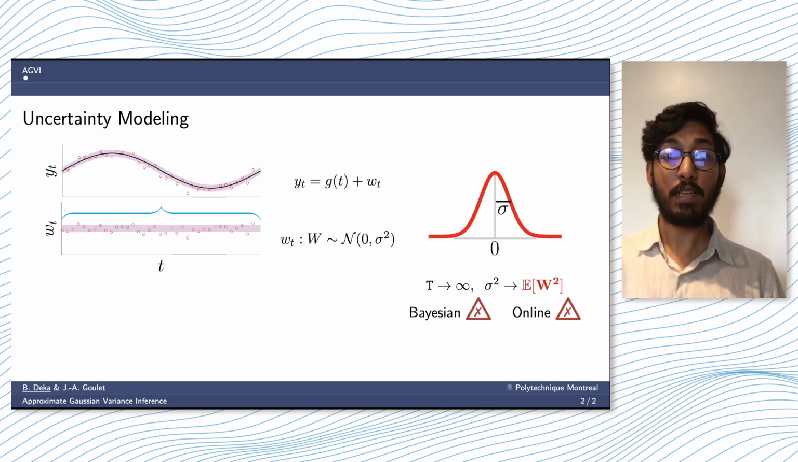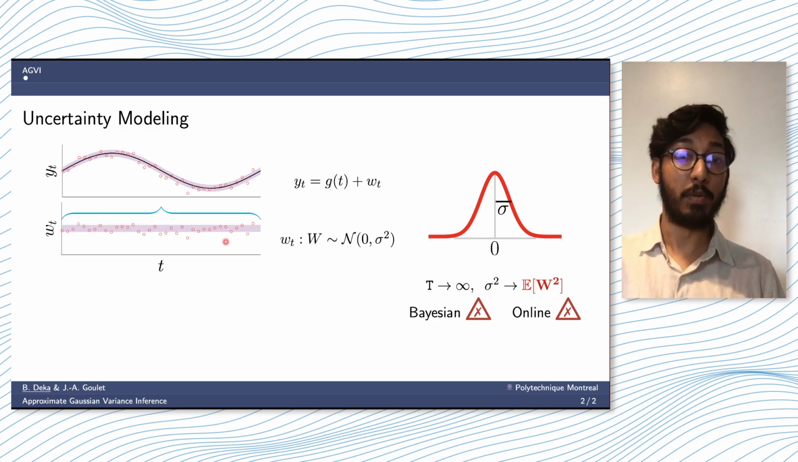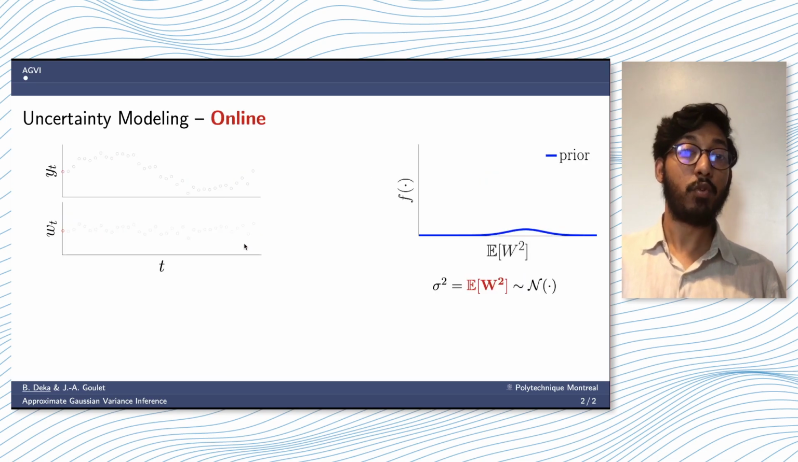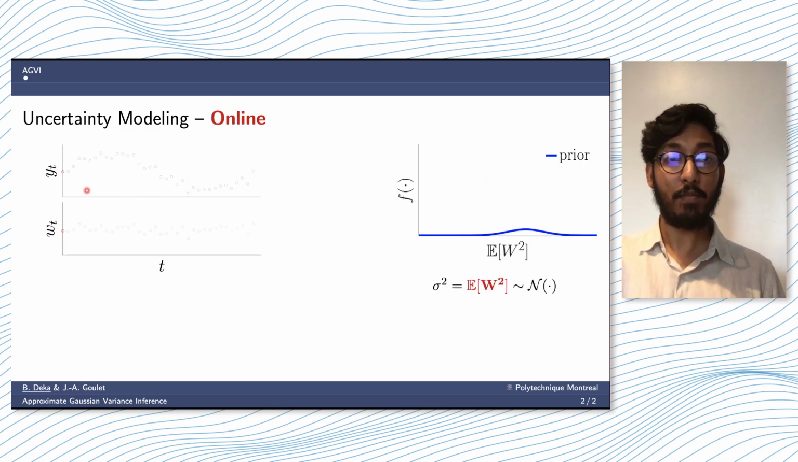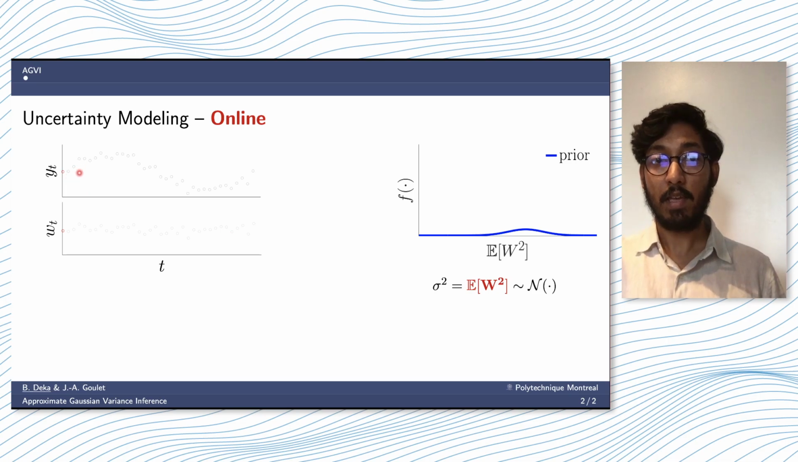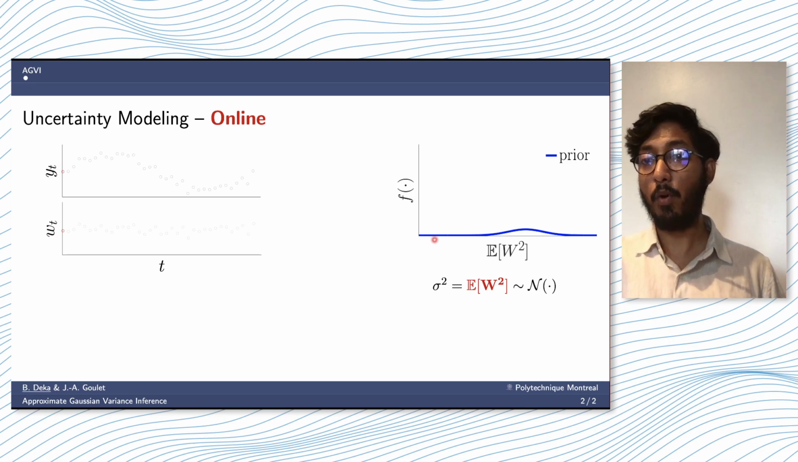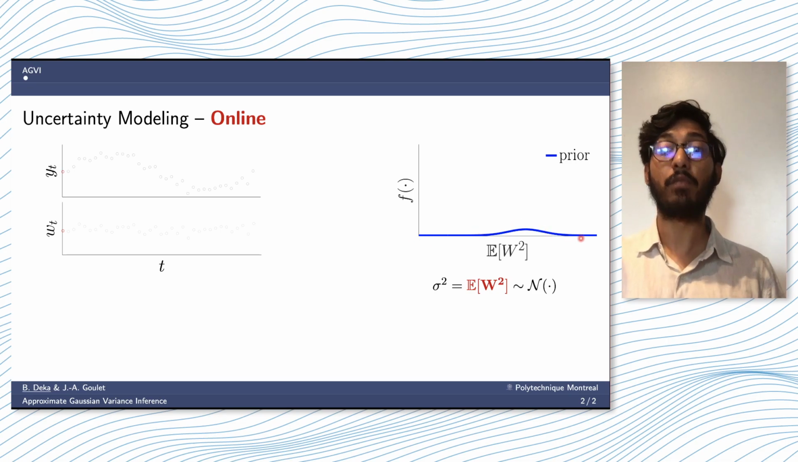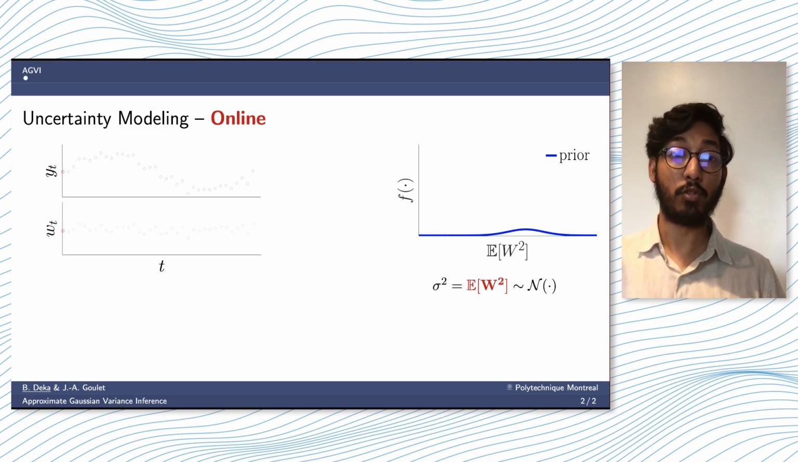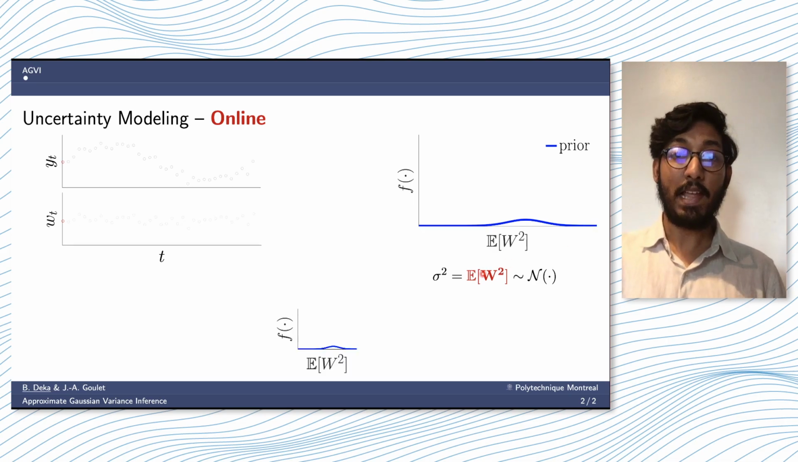However, this procedure is neither Bayesian nor online, because for this formula to work, we need to have all the residuals available to us. If we want to do it online, meaning that we do not have access to all the data points and we are observing one data point at a time, we can only start with a broad prior knowledge for the expected value of w squared, since we do not have a good understanding of what the correct distribution should be. So let's keep this distribution over here and I'll come back to it.